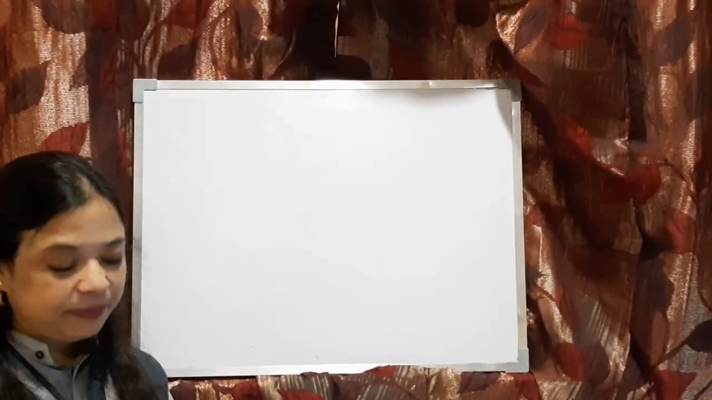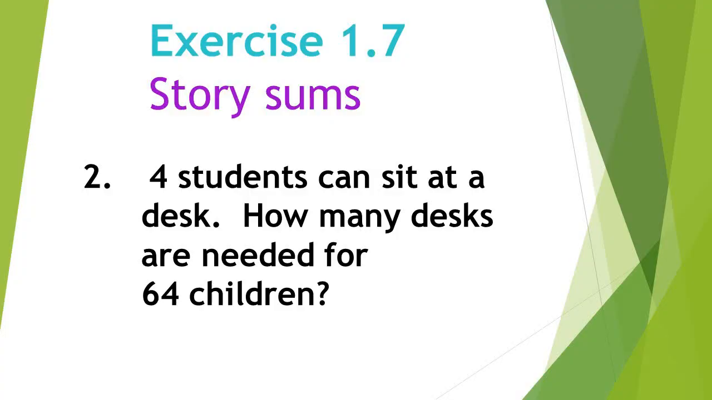So children, everybody open page number 10, exercise number 1.7. In that we are going to do sum number 2. Okay, so read along with the teacher. What is given? 4 students can sit at a desk. 4 students can sit at a desk. मतलब एक बेंच पे कितने बच्चे बैठ सकते हैं? 4 students. How many desks are needed for 64 children? Okay, तो हमको कितनी desk यानी benches हमको कितनी benches चाहिए अगर 64 children है तो? So how will we do the sum? Come on, let's see.